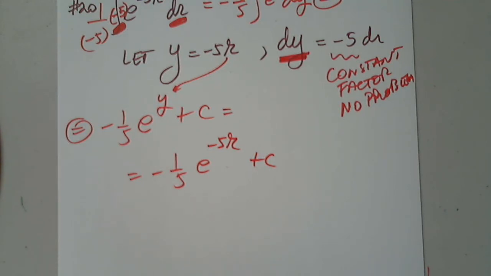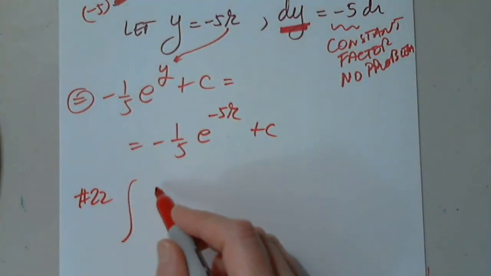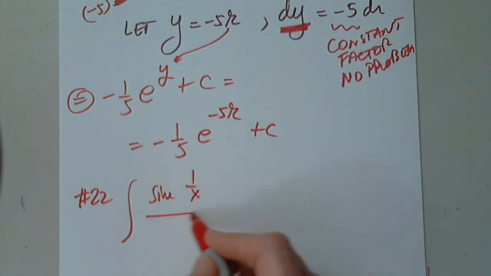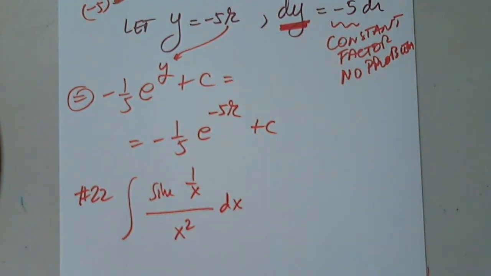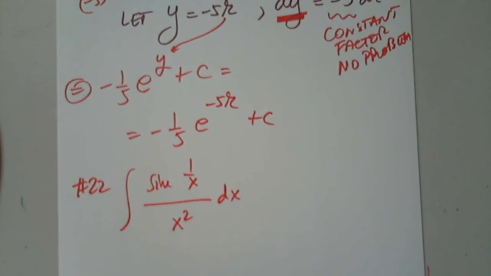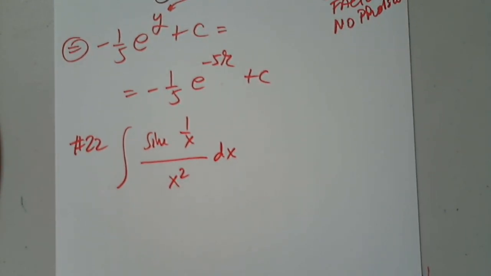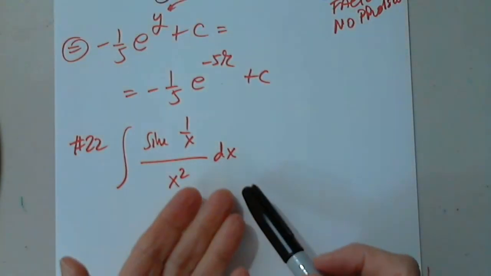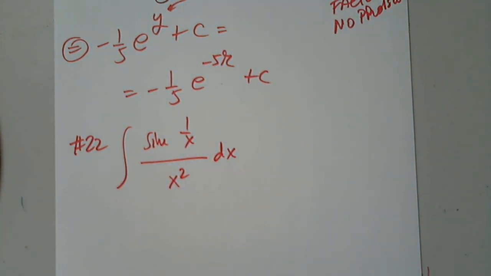I would like to look at 22. In 22, we have the integral of sine 1 over x squared dx. Perfect. Can anyone guess a substitution? It's okay if you're wrong, because if it's difficult to determine the x, the y or t, whatever, then you know you're on the wrong track, and you'll go back and try another substitution. Come up with something else.